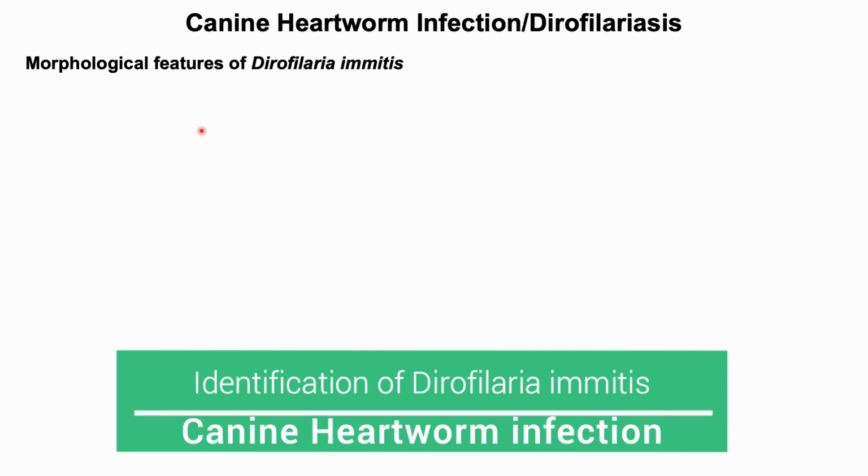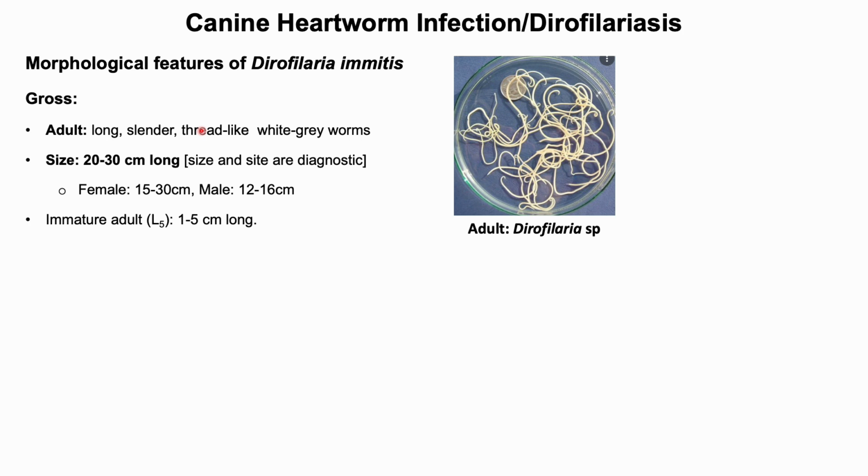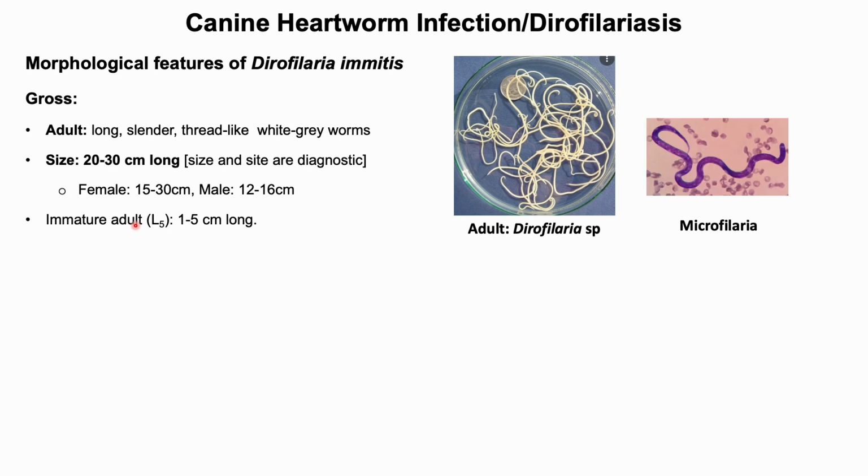Morphological features of Dirofilaria immitis. The adult parasite is long, slender, white-gray in color, and around 20 to 30 cm long. The length of the adult female is almost double the size of the male parasite. The length of the immature parasite is around 1 to 5 cm.